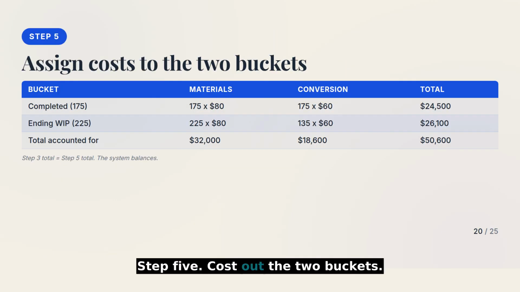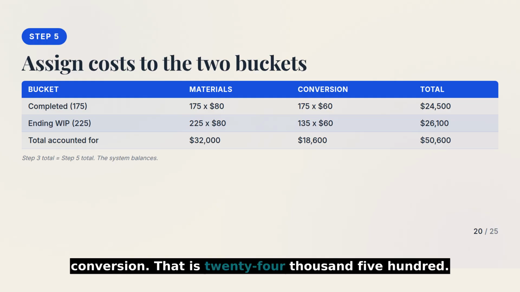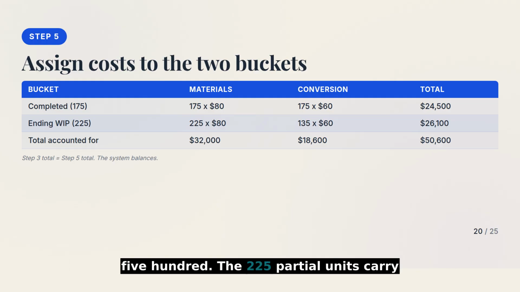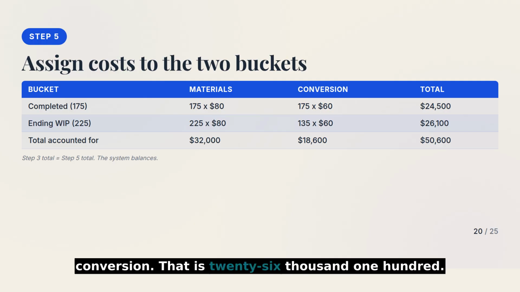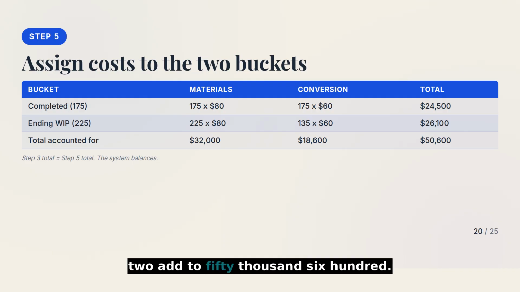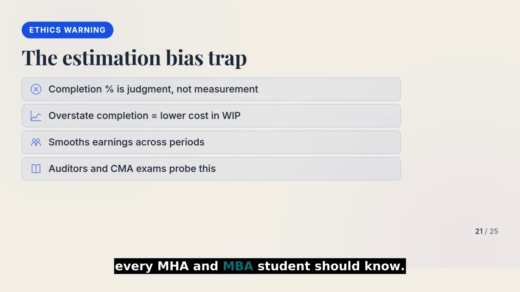Step 5. Cost out the two buckets. The 175 completed units carry 175 equivalent units times $80 of materials plus 175 equivalent units times $60 of conversion. That is 24,500. The 225 partial units carry 225 equivalent units times $80 of materials plus 135 equivalent units times $60 of conversion. That is 26,100. The two add to 50,600. Step 3 matches Step 5. The system balances.